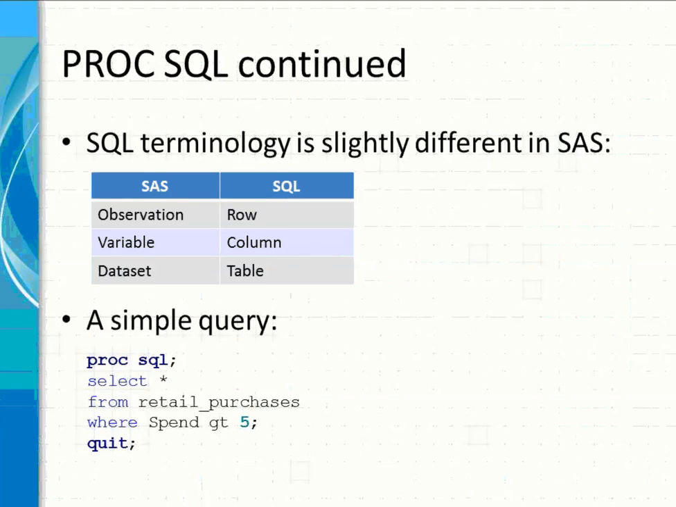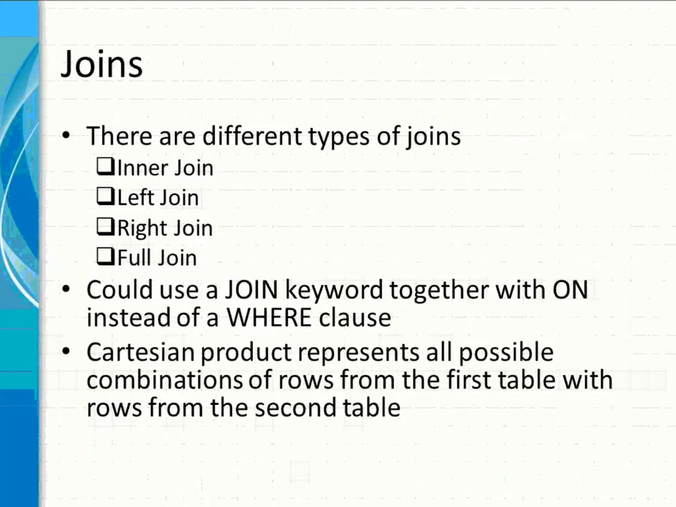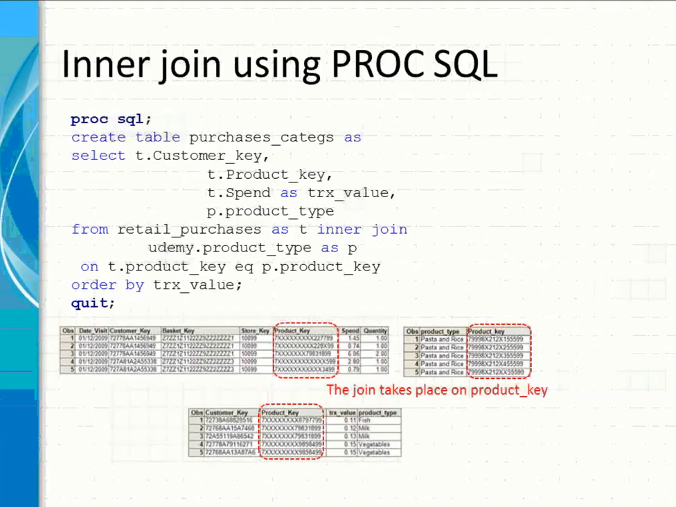greater than 5. Now you can do joins with PROC SQL, and we won't go into the different types of joins, but basically you have the standard SQL joins: the inner join, the left, the right, and the full or outer join. You could use a join keyword together with on instead of a where clause, and the Cartesian product represents all the possible combinations of rows from the first table with rows from the second table. That hasn't changed compared to traditional relational databases.